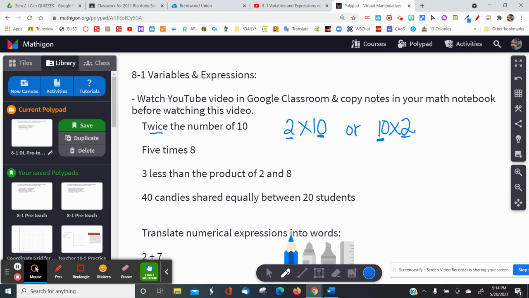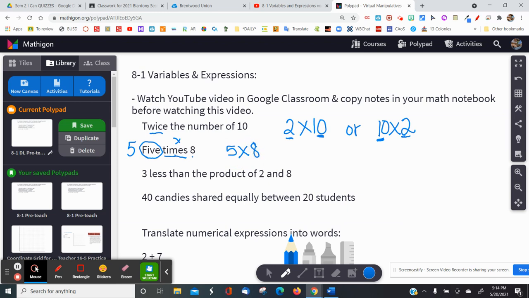5 times 8. So here's a clue again. If you look in your notes, times means multiplication. Now, this number is somewhat hidden. Instead of the number 5, it is spelled out. So we know 5, right? That's what that means. So 5 times 8. So the numerical expression would be 5 multiplied by 8.